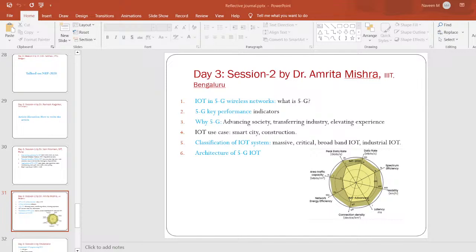Like we have a diagram here: peak data rate, spectrum efficiency, mobility, latency, connection density, network energy efficiency, area traffic capacity. So these are the key performance indicators. Why we need a 5G network, classifications of IoT systems, and architecture of 5G especially for IoT.